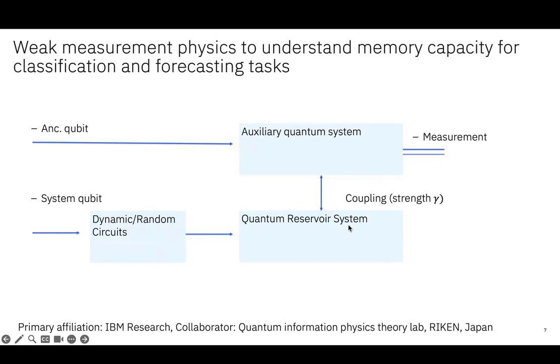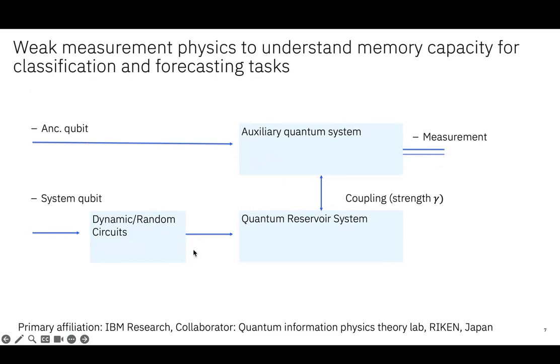And then, instead of measuring the system qubit directly, which is a strong measurement where the quantum state collapses and the information basically becomes classical, instead of doing that, we create a coupling, a strong coupling or an entanglement pair, between the ancilla qubit and the system qubit, and measure the ancilla qubit instead of the system qubit.